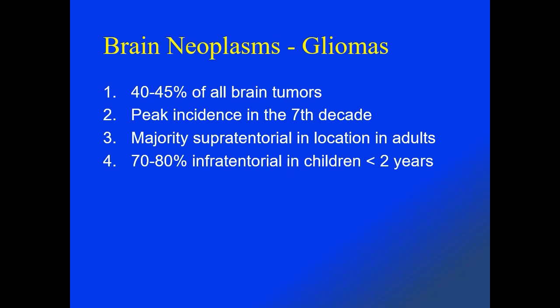So let's start with gliomas. They represent about 40 to 45% of all brain tumors, with peak incidence in the 7th decade. The majority of them are supratentorial in location in adults. However, in children less than 2 years old, 70 to 80% are in the posterior fossa.